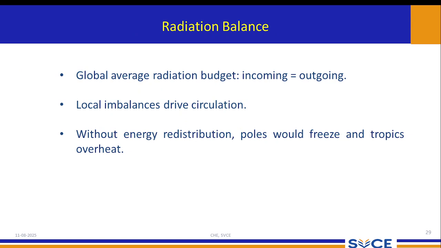Radiation balance. Global average radiation budget: incoming is equal to outgoing. Local imbalance drives circulation. Without energy redistribution, poles would freeze and tropics overheat. So when there is no energy distribution, obviously one region will freeze, and another we will find very, very hot, because of the angle of tilting and because of the energy distribution between the places. Okay, we are safe to live on this planet.